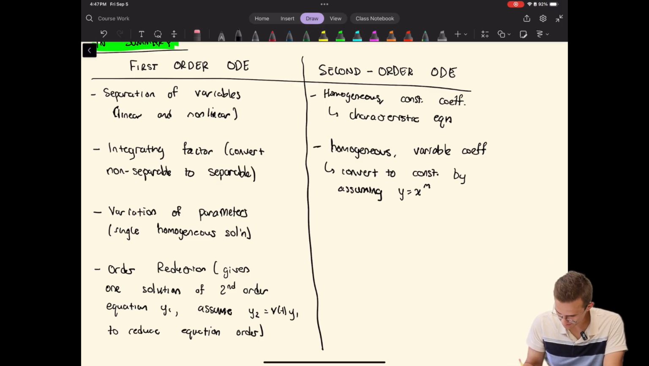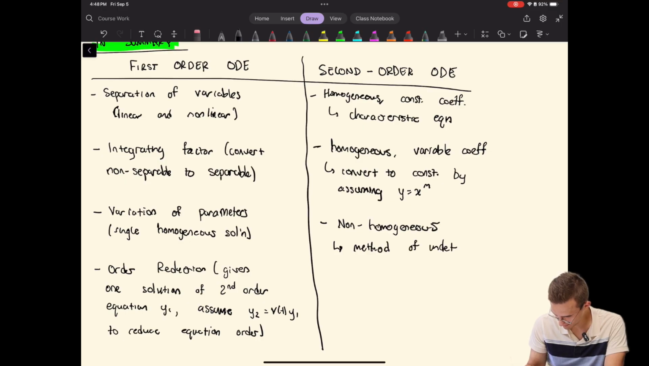Okay, and then we have non-homogeneous equations on the second order front, and that's where you use the method of undetermined coefficients first, and if that one doesn't work, we'll use variation of parameters.